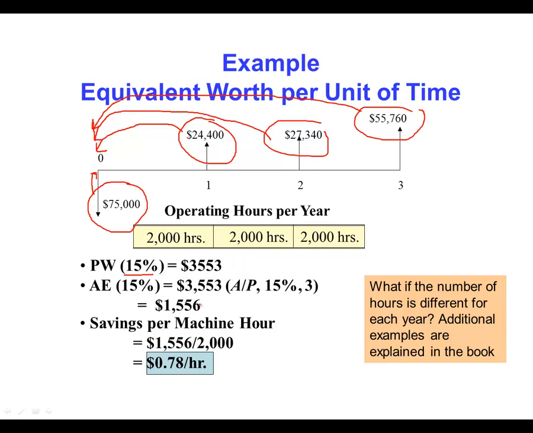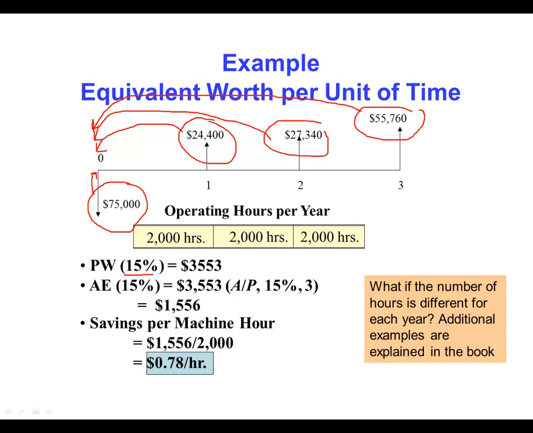If we would like to calculate the annual worth, then we use the annual worth formula, which is A given P with 15% and a 3 year period. Using that formula, we can get the annual equivalence, which is $1,556.